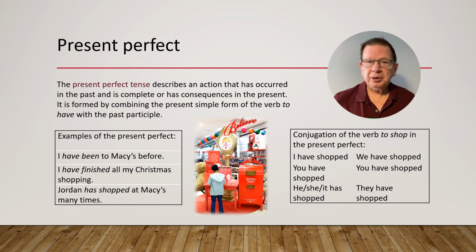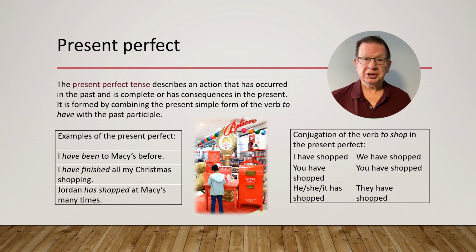The next tense we are going to talk about is the present perfect. This tense describes an action that has occurred in the past and is complete or has consequences in the present. It is formed by combining the present simple form of the verb to have with the past participle. Here are some examples of the present perfect. I have been to Macy's before. I have finished all my Christmas shopping. Jordan has shopped at Macy's many times.